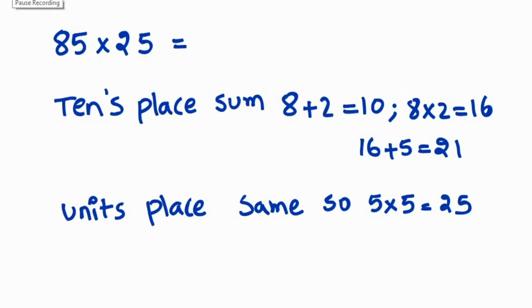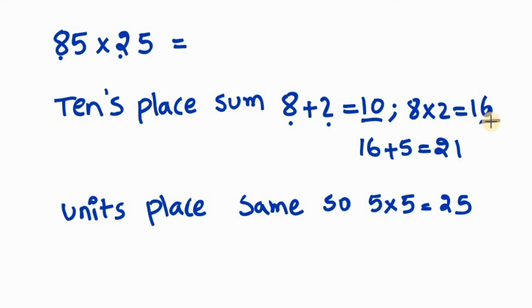So how quickly can we calculate 85 into 25 within just 2 seconds? So let us see how. So here, just check the tens place. So what is the tens place? 8 and 2. So the sum of the tens place is 10. So just multiply 8 and 2. So you will get 16.